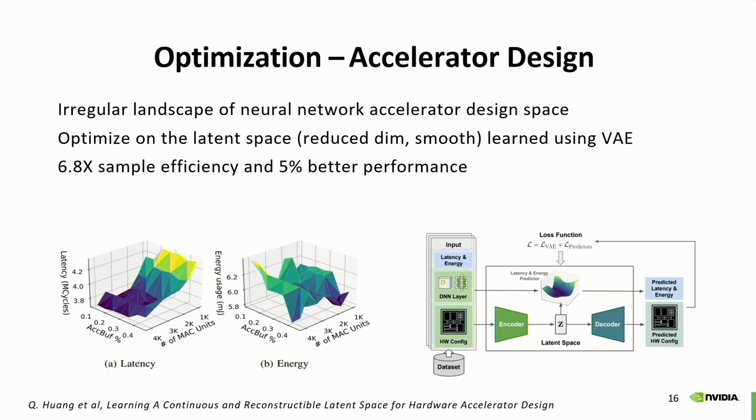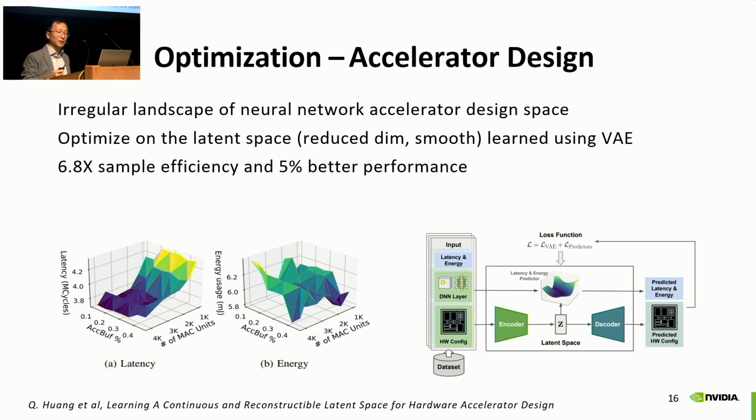So the second application of generative model I want to show is about accelerated design space exploration. This application shows the effectiveness of representation learning for optimization. The challenge of design space exploration for accelerated design is that the design space is often high-dimensional, multi-objective, and very costly to evaluate. It also often has an irregular landscape, as shown in the picture.